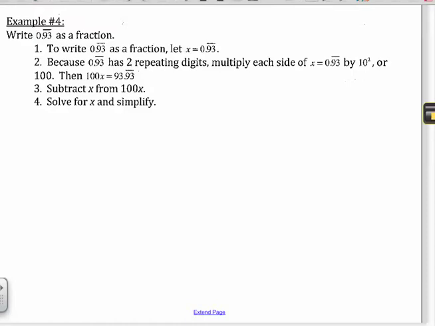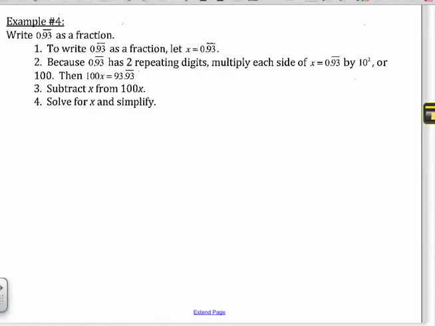Okay guys, one of the tricky things about this lesson is writing a repeating decimal as a fraction. I have written up here for us the steps that we'll need to take, but there's also a little shortcut that we can always keep in mind. I'll get to the shortcut after we do the steps, but let's look at this. The first thing says write 0.93 repeating as a fraction.